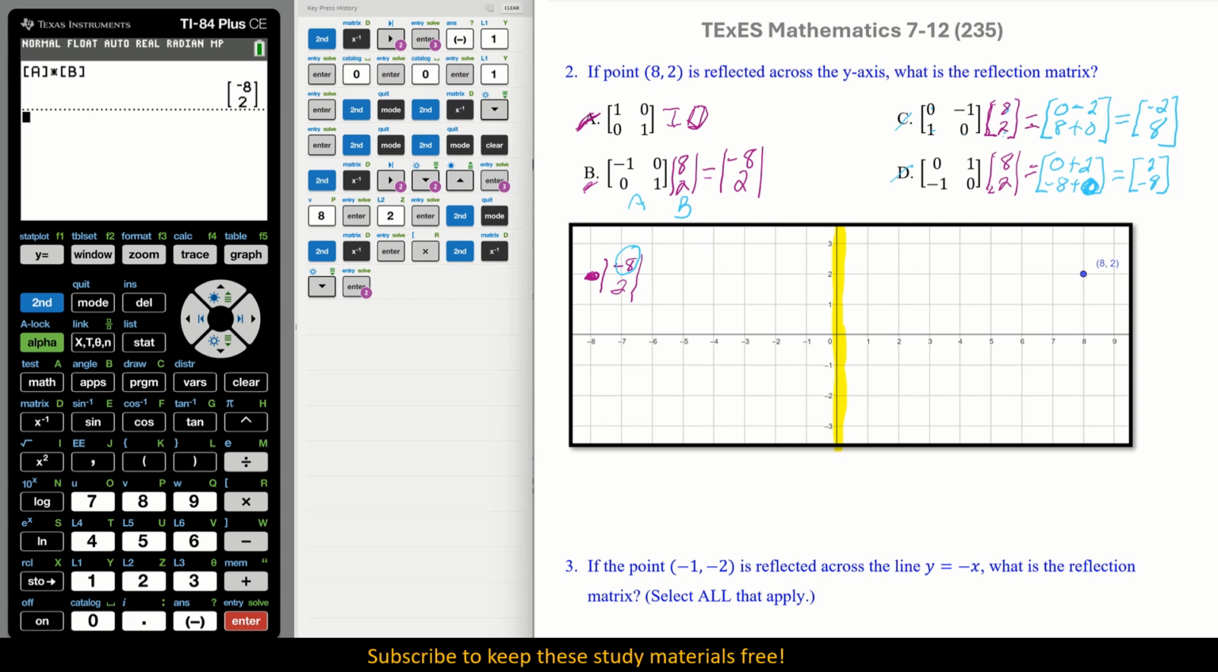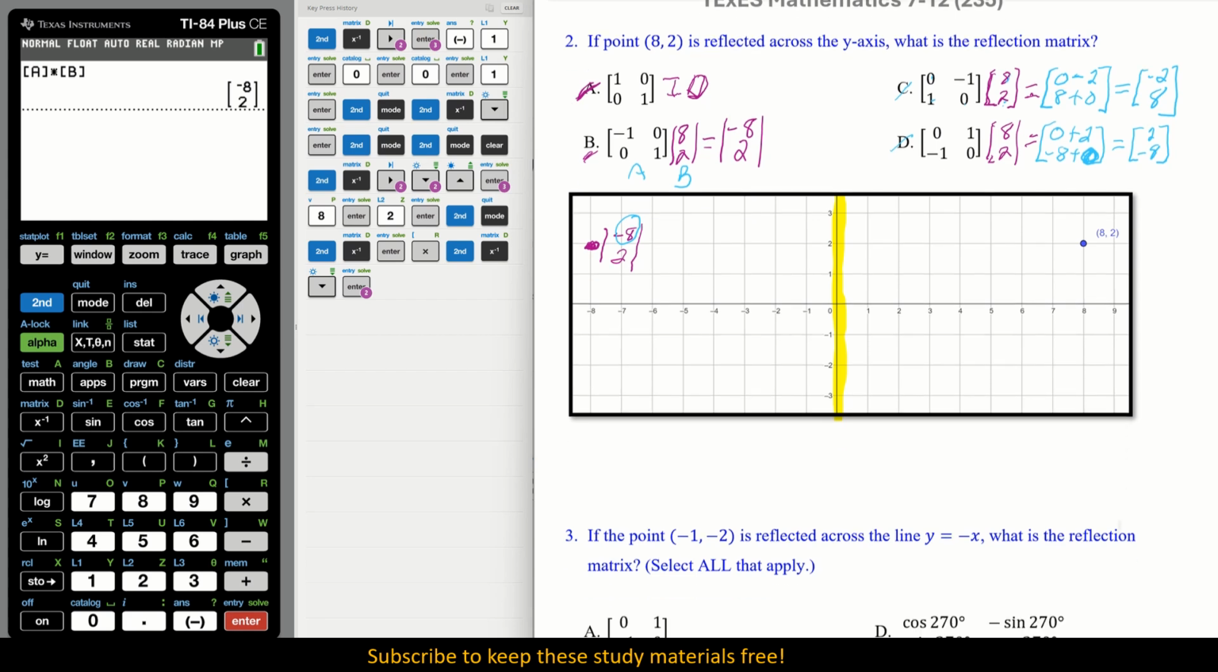You can put that in your calculator and check it, but that's kind of wasting our time. You can stop the video and try it for yourself. All right, so let's look at number 3.